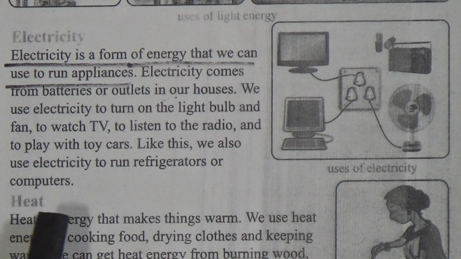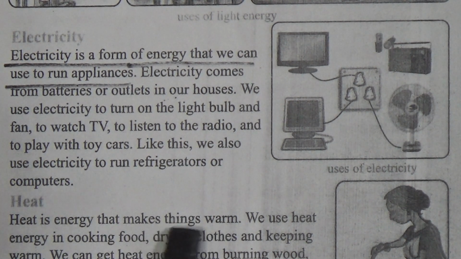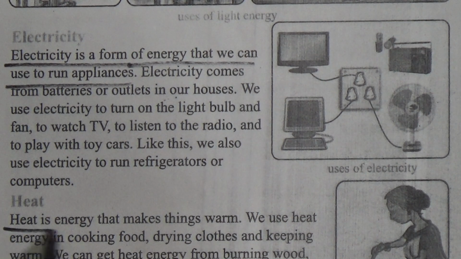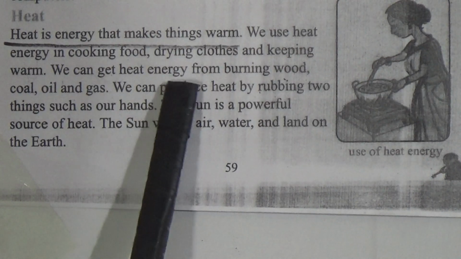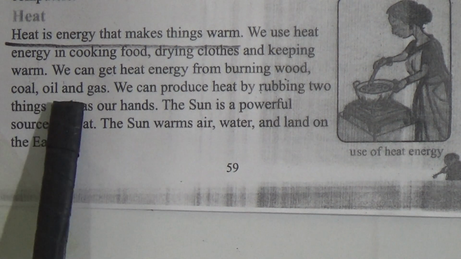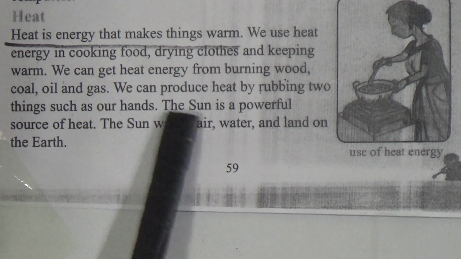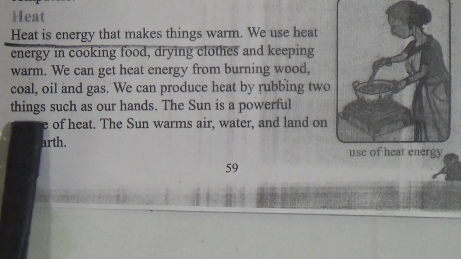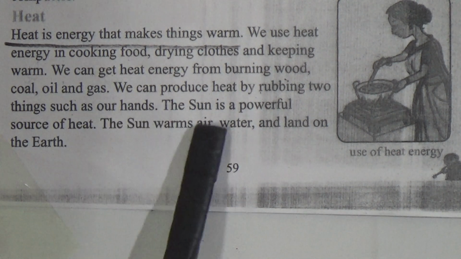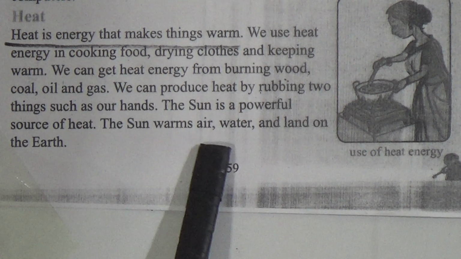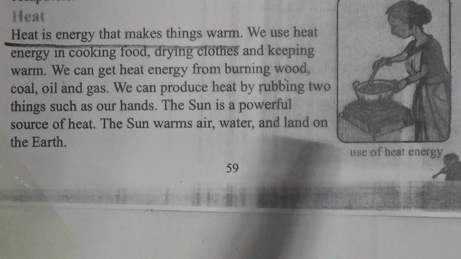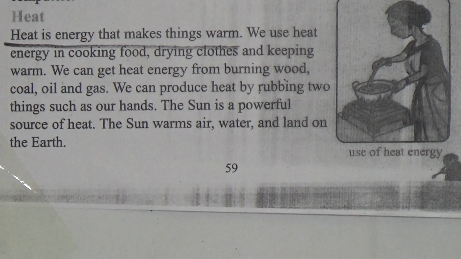Now, heat. Heat is energy that makes things warm. Okay, underline also this line. We use heat energy in cooking food, drying clothes and keeping warm. We can get heat energy from burning wood, coal, oil and gas. We can produce heat by rubbing two things such as our hands. The sun is a powerful source of heat. The sun warms air, water and land on the earth. Now go to next page.